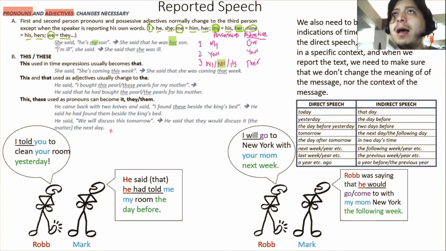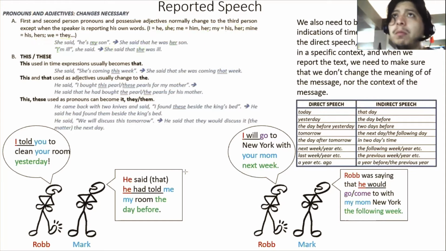Okay, I am ill, I am sick, estoy enfermo. She said, this is a woman, yeah? She said that she was sick. When people use I, we replace it with she or with he, sorry. If we know she's a woman, then we use she. So we need to do that all the time. It's a little complicated, it's a little weird, but we need to do that all the time, okay?